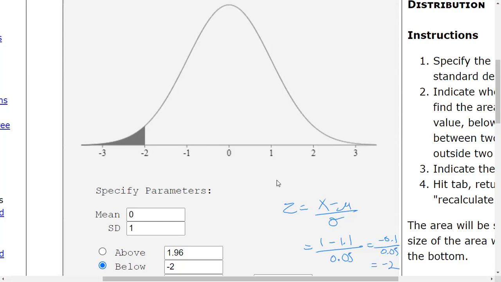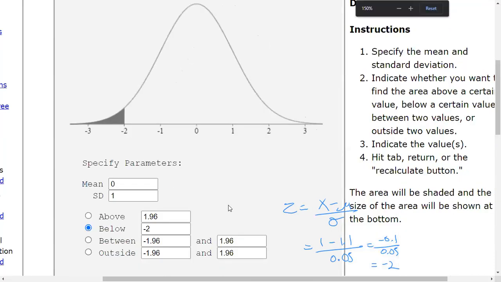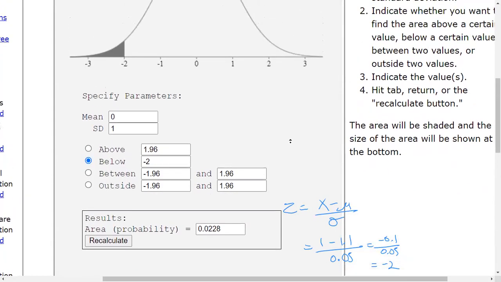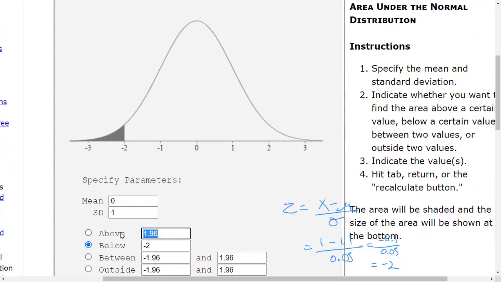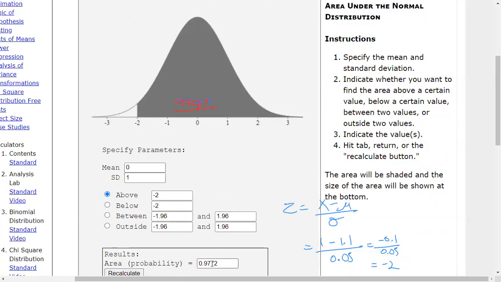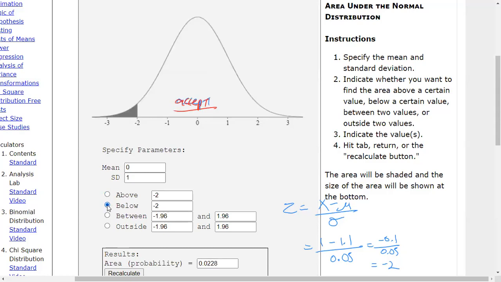So that was the idea. And if you specify that, then you can see that the result is, if you're using a calculator, 0.0228. So not exactly 0.025, but that is the idea. So if you were above -2, this is the accept, the bags you would accept. And that you can see is 0.9972. And for your reject, below, it will be the rest.